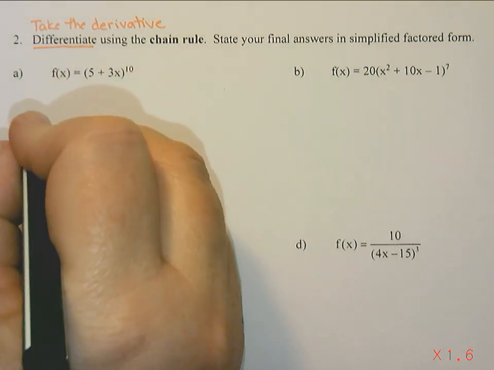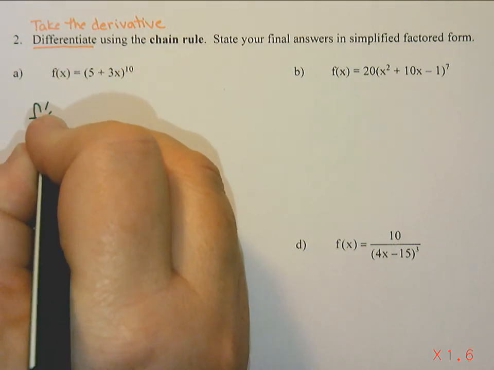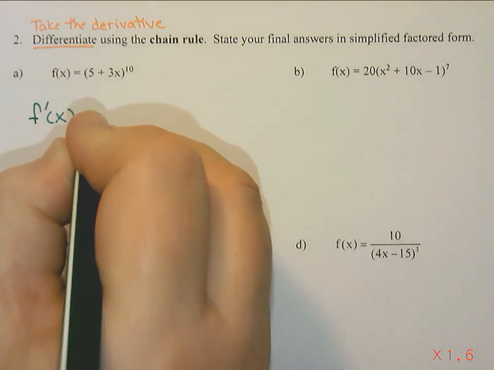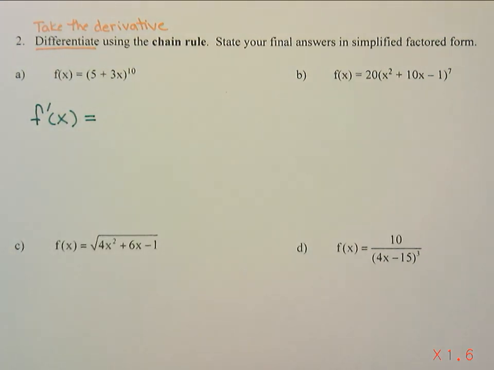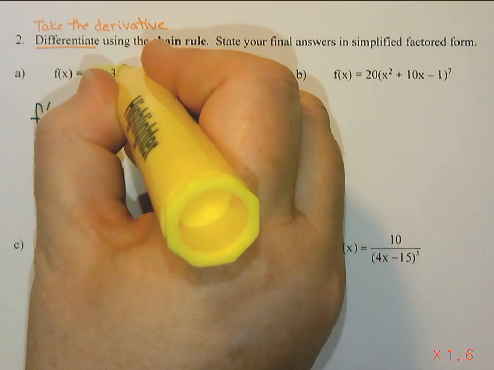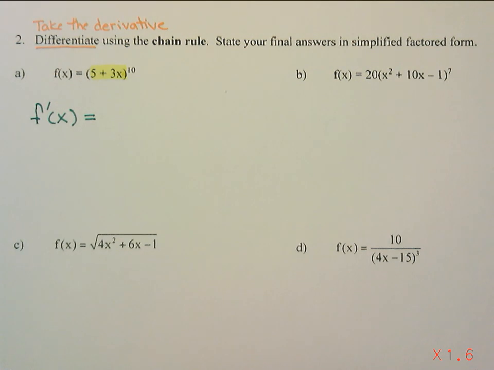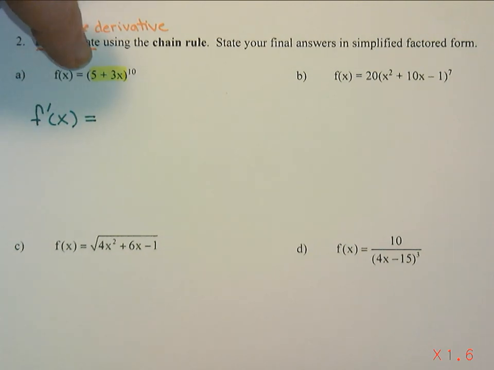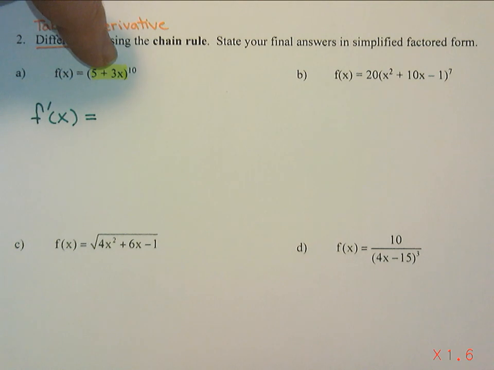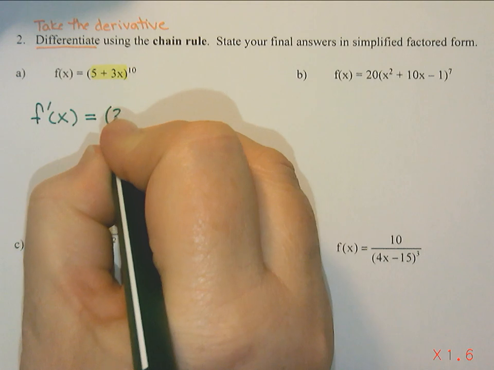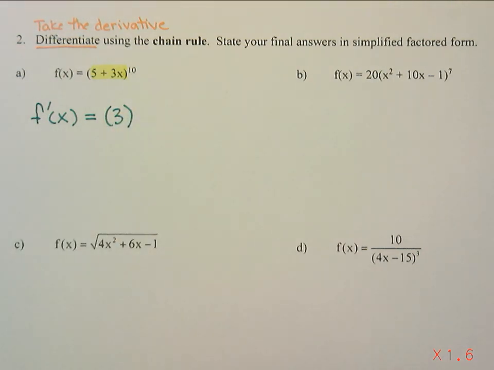So f of x, I'm going to do f prime of x for the derivative. First thing I'm going to do is focus on what's inside that bracket. I have 5 plus 3x. So I'm going to take the derivative of 5 plus 3x. The derivative of 5, that's just a number, so it's 0. And then the derivative of 3x would end up just being a 3. So that's going to be 3. That's the derivative of the bracket. And then times the derivative of the whole function.